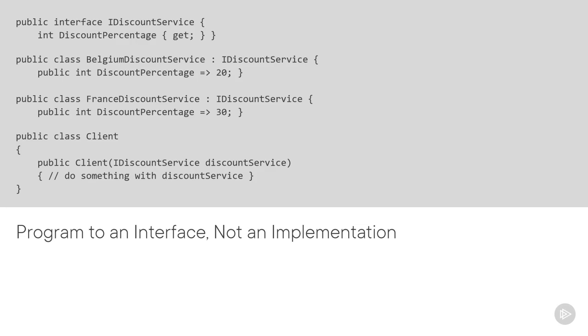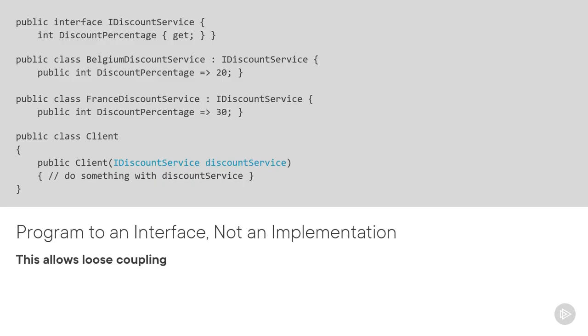Let's clarify this with an example. What you see on screen here is a very typical example of this. We've got an interface, IDiscountService, and 2 implementations, BelgiumDiscountService and FranceDiscountService. Then there's a class, Client, that requires a discount service. In our example, it gets that through constructor injection, but that's not really important for the example. Important is that the client doesn't rely on BelgiumDiscountService or FranceDiscountService. It relies on IDiscountService, the interface, not the concrete implementation. And that is what allows loose coupling.